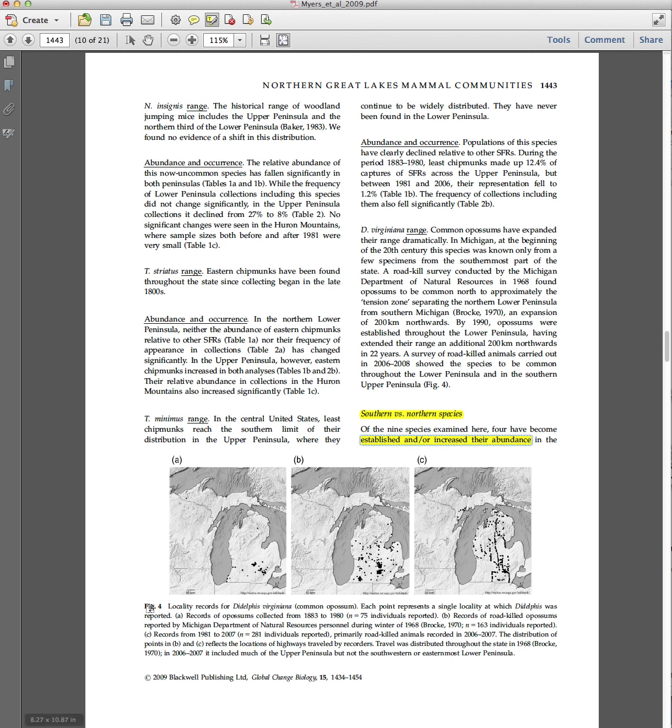Here we've got information about the common opossum, and it's another one of these graphs where they're showing you historical captures versus modern captures, and so you can see the movement there. So read this legend to figure out what that's showing you.